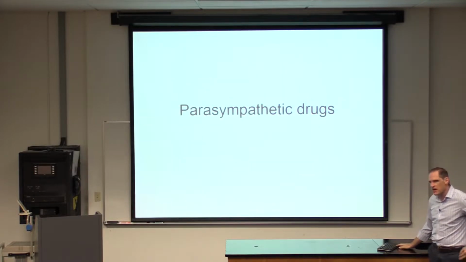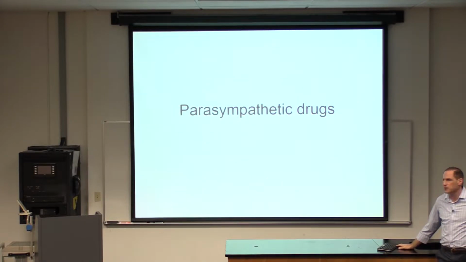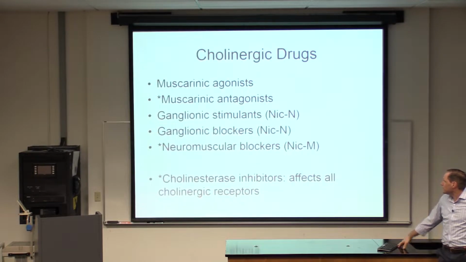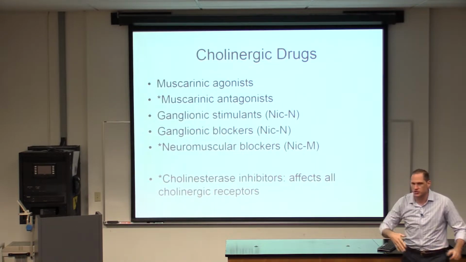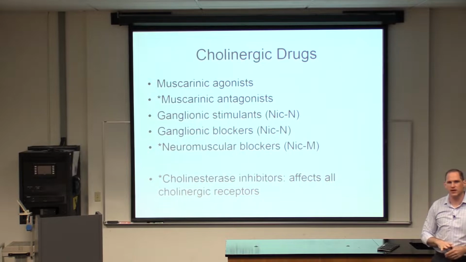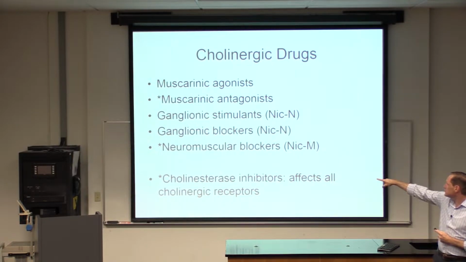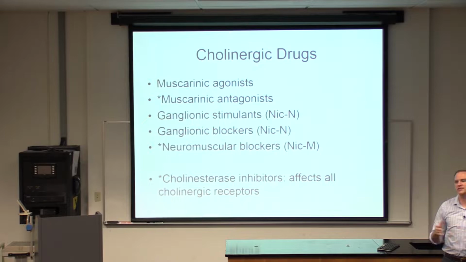All right, so let's talk about parasympathetic drugs in particular. These are the classes of cholinergic drugs. We are not going to learn all of these. We're only going to learn muscarinic antagonists, neuromuscular blockers, and cholinesterase inhibitors. How does that sound? So the rest of it's just to show you how nice I am.